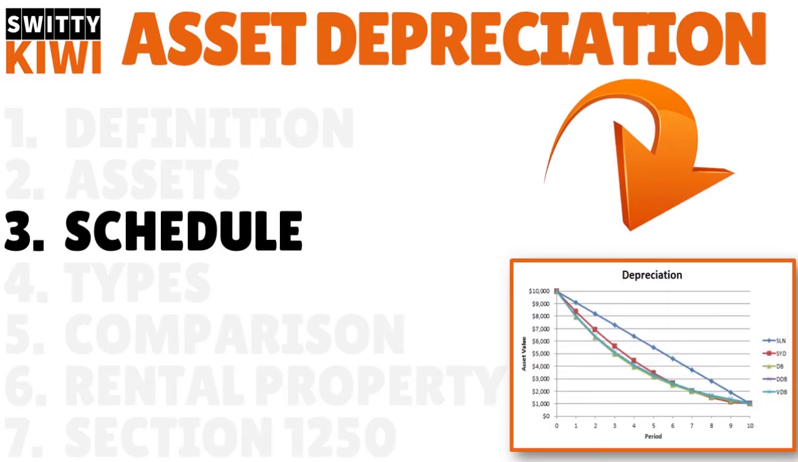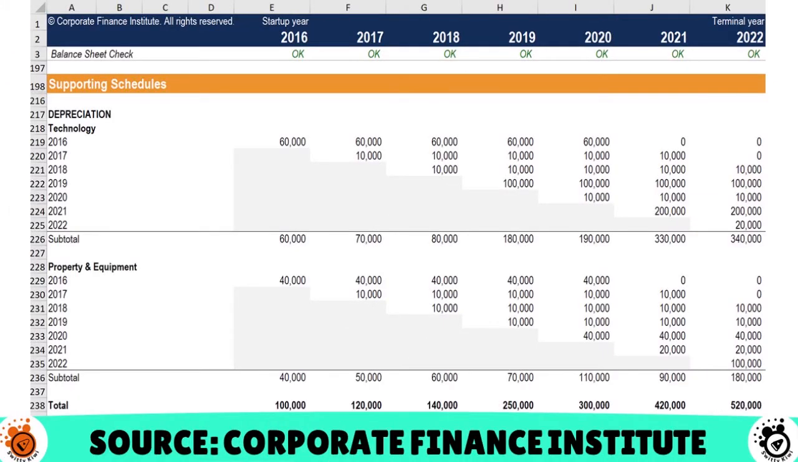I want to talk to you now about the depreciation schedule. So one thing that's very important, if you're going to have machinery in your business, you need to maintain a depreciation schedule, because if God forbid you were to be audited, the IRS will want to see your depreciation schedule. And you can see on the screen here, courtesy of our good friends at the Corporate Finance Institute, how a depreciation schedule looks. Okay, it's basically a table that shows how much each of your assets will be depreciated over the years.